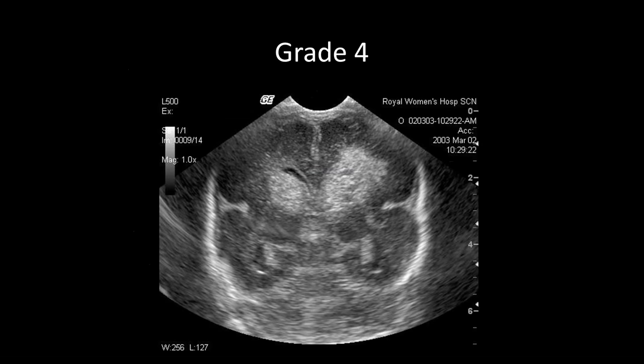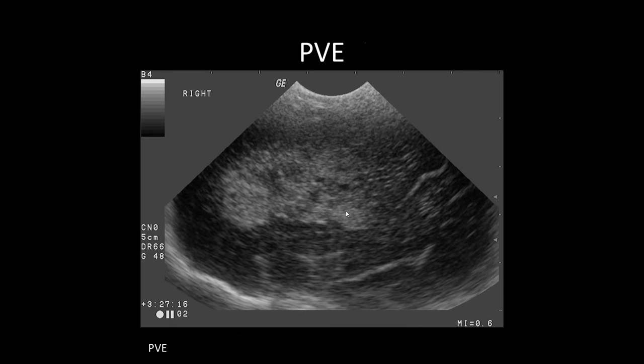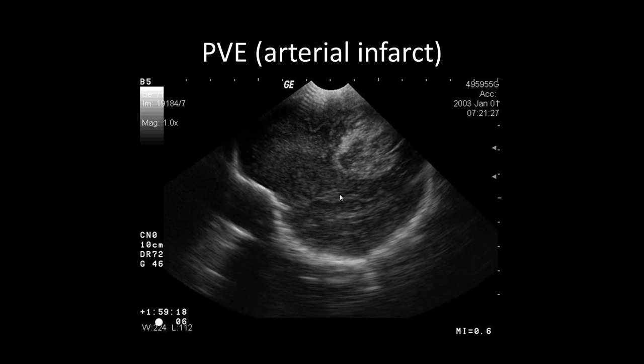This is obviously a grade 4, so you've got a large grade 3 on the right and you've got parenchymal extension in this fan-shaped area in the parenchyma. This is also periventricular echogenicity. And so this is in a sagittal plane, extensive periventricular echogenicity, it's not as bright as bone, but as we watch that, it will develop into cystic periventricular leukomalacia.